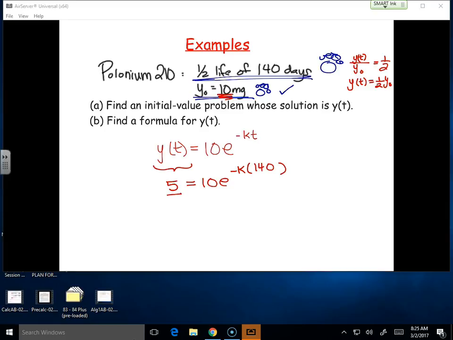Another way of looking at it is when we go to solve, we could have technically divided y of t by 10, and if you notice, this is going to end up being the exact same thing. We could have divided y of t by 10 and just said, hey, I don't know exactly who you are, but whoever you are, you will reduce to be 1/2.